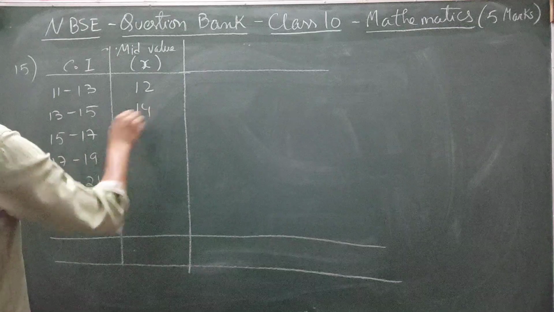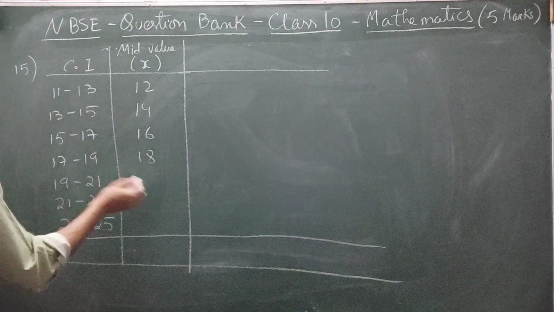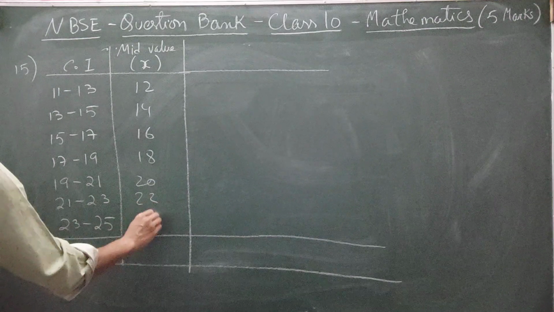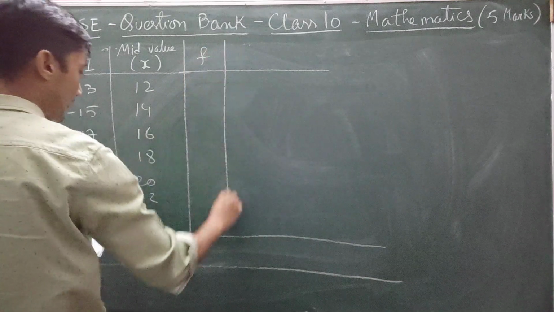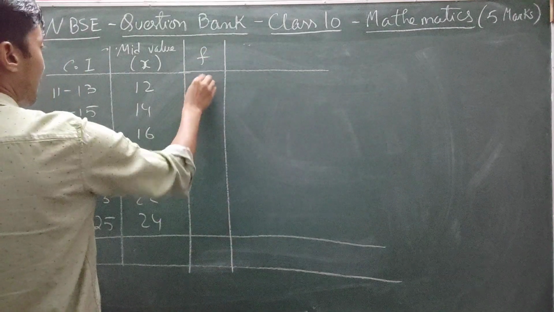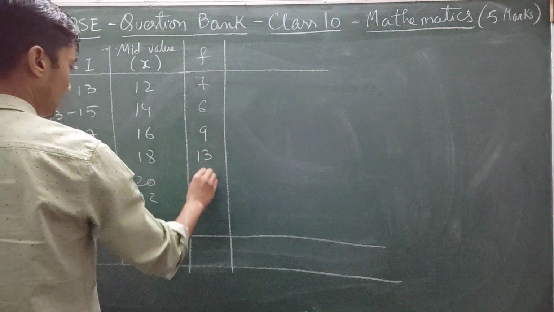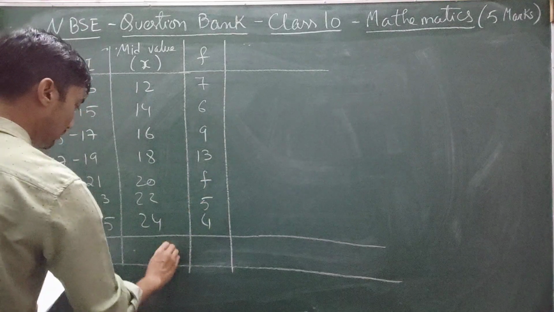12, this will be 14, 16, 18, 20, 22, 24. Frequency: 7, 6, 9, 13, F, 5, 4. So what will be the total frequency?